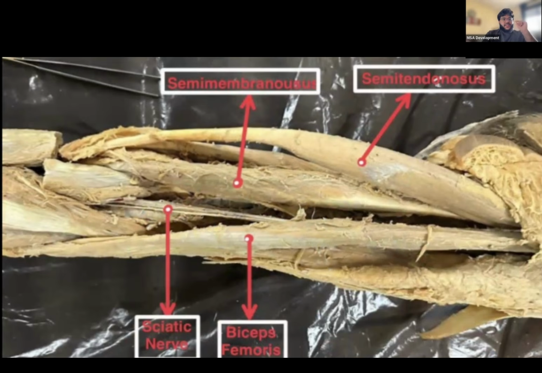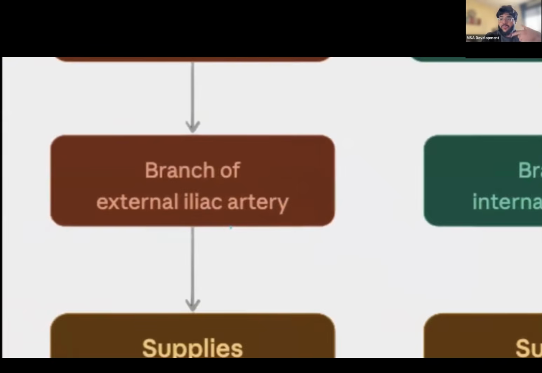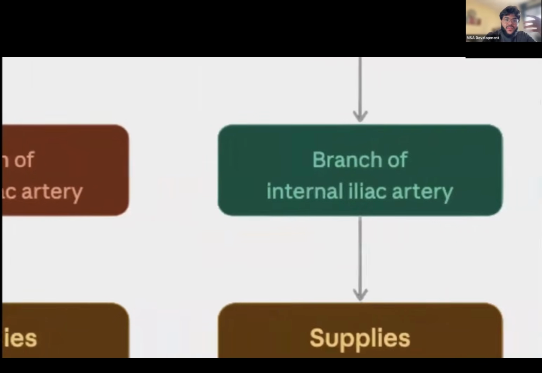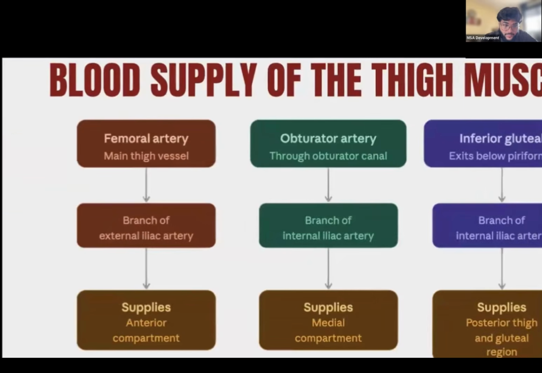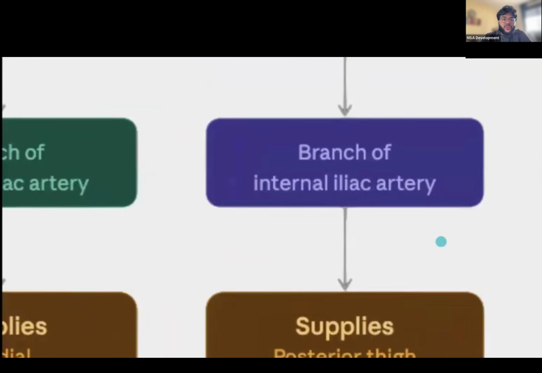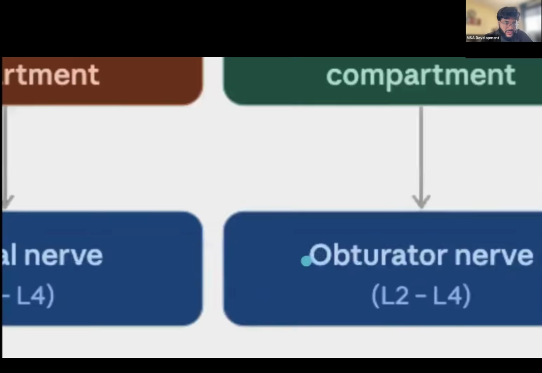Let's talk about the blood supply of our thigh muscles real quick. We have our femoral artery, which is a branch of our external iliac artery. It's responsible for the supply of the anterior compartment of our thigh. Then we have our obturator artery, which comes from the obturator canal. It's a branch of the internal iliac artery, and it's responsible for the supply to the medial compartment of our thigh. Then we have our inferior gluteal artery, which exits beneath the piriformis, again from the internal iliac artery, and is responsible for the blood supply to the posterior thigh and the gluteal region and the posterior compartment, as we just talked about.